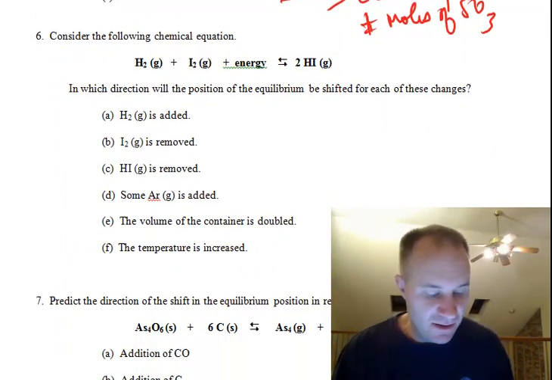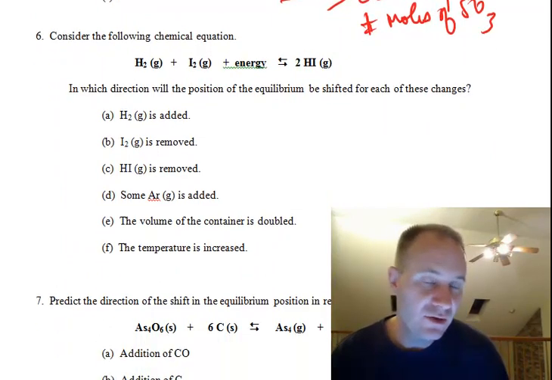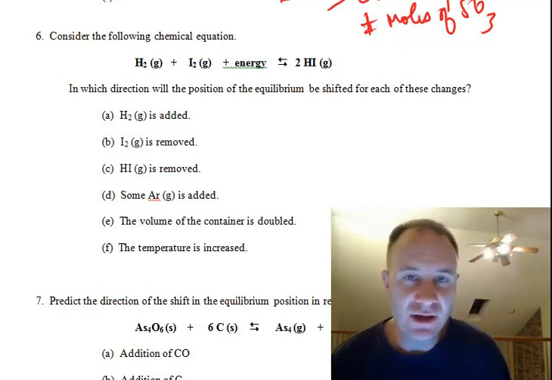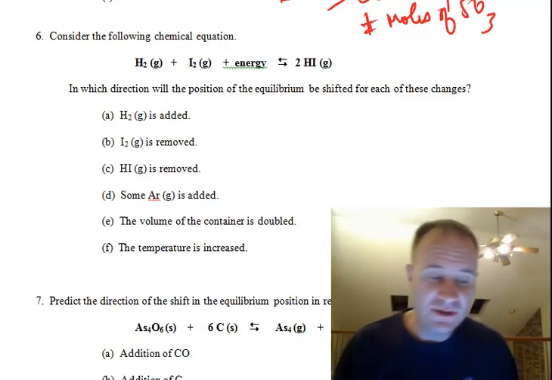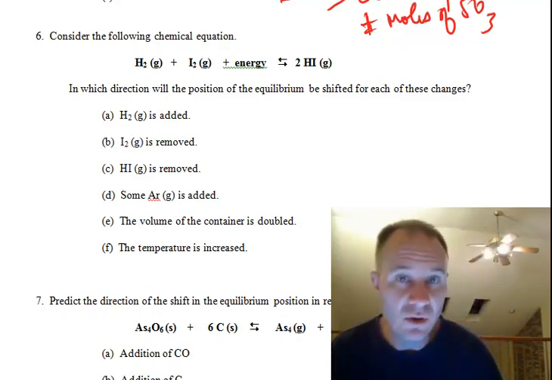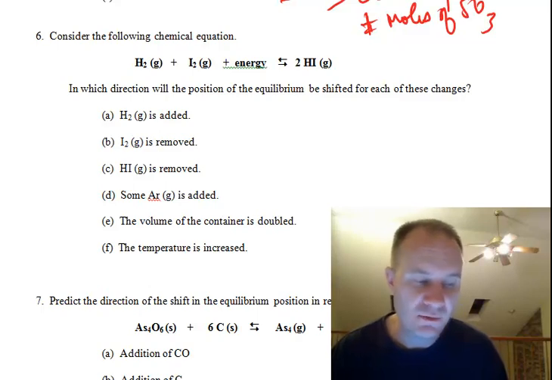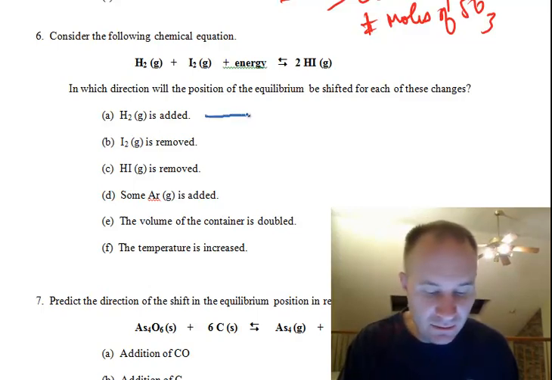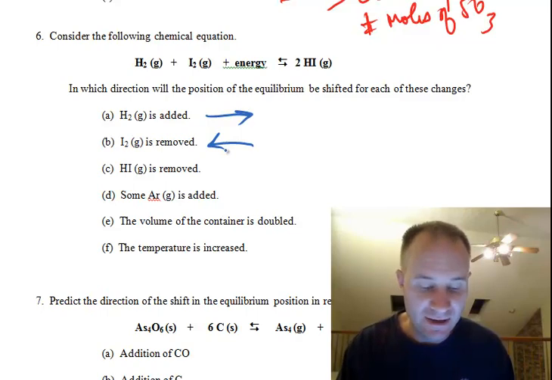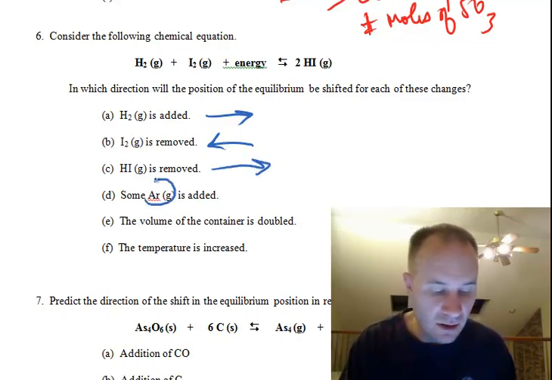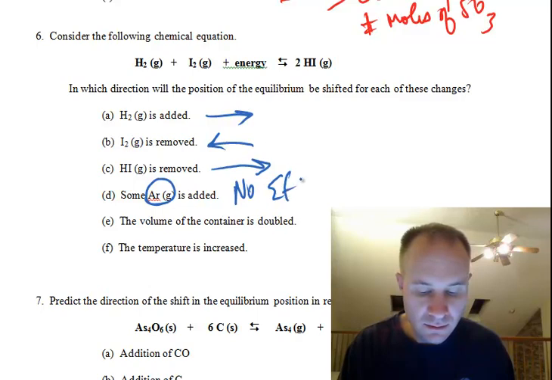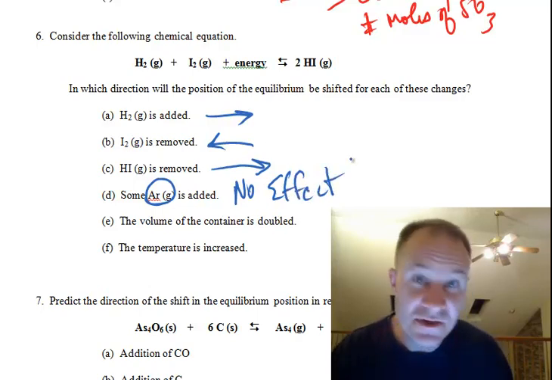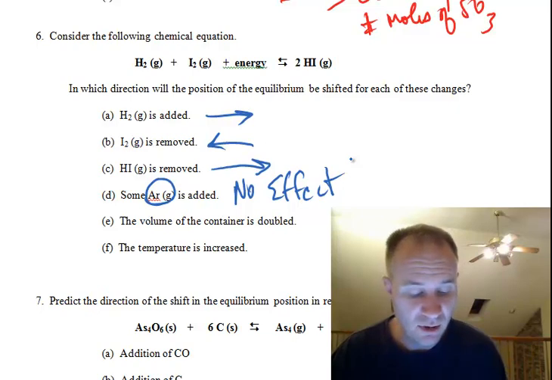Number 6, and by this point we really want to be thinking, I have this Le Chatelier thing figured out, right? By number 6, I would expect 100% success because you know how to think about these things. Practice, practice, practice. That's the important thing here. If H2 is added, it's going to go to the right. If I2 is removed, it's going to go to the left. If HI is removed, it's going to go to the right. Argon, no effect. Again, it's an inert gas, it's not a reactant, nor is it a product.